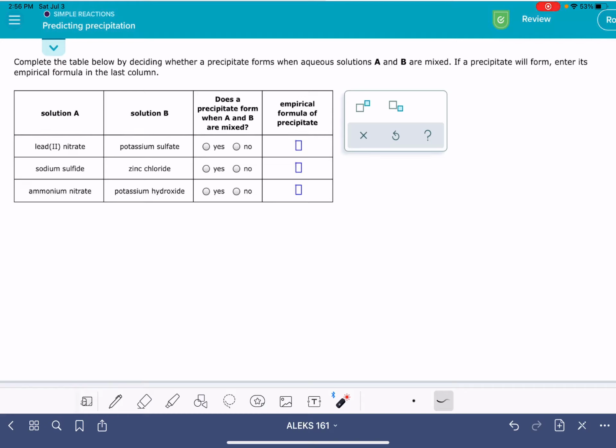In this video, I'll show you how to solve the ALEKS problem called predicting precipitation. This gives us two solutions we're going to combine together, and we have to predict whether or not they will form a precipitate, and if they do, what the formula will be.